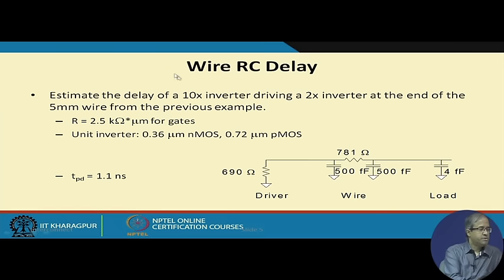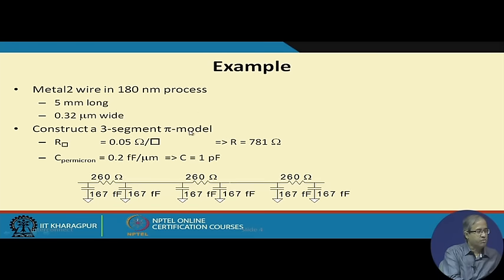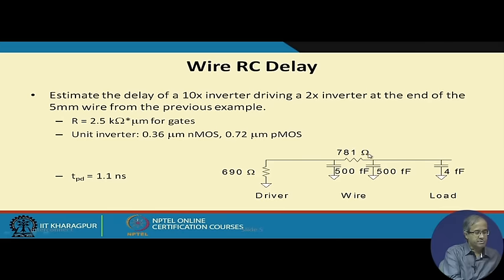So, in this case we assume that the resistance value is 2.5 kilo ohm micrometer for gates resistivity, and here when you are considering the Elmore delay, or for RC we usually consider Elmore delay. In the previous case we have already estimated this at 781 ohms and 1 picofarad. So, this 781 ohm and 1 picofarad is split into 500 and 500, 1 stage pi.